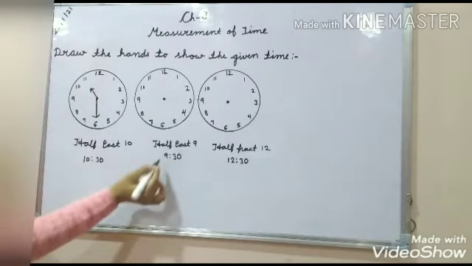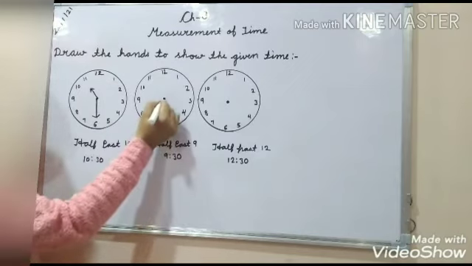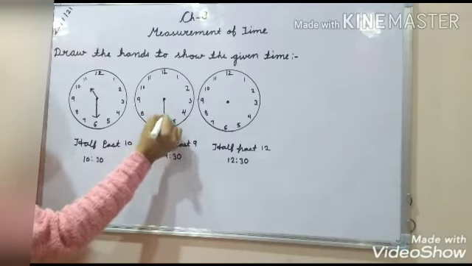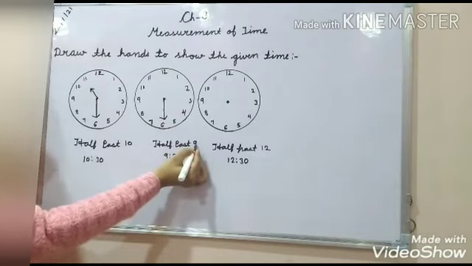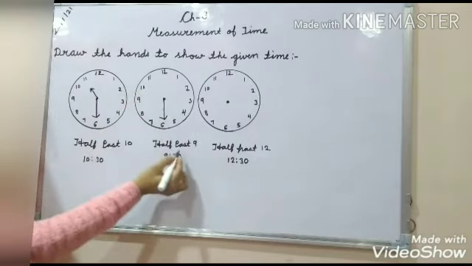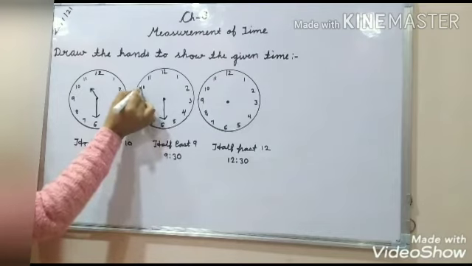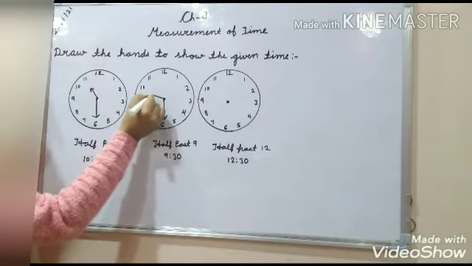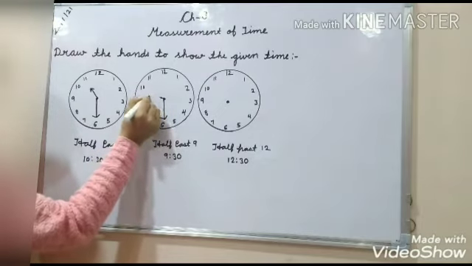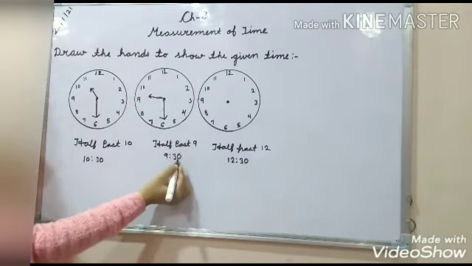Now in this clock, what do we have to show? Half past 9. So the word half past has come. That means you have to draw the longer hand at 6, and half past 9 means already half an hour of 9 has passed. So what will you do? You have to make the short hand between which numbers? 9 and 10. The number that is ahead of 9 is 10. So you will make the short hand between 9 and 10. That is half past 9, 9:30.